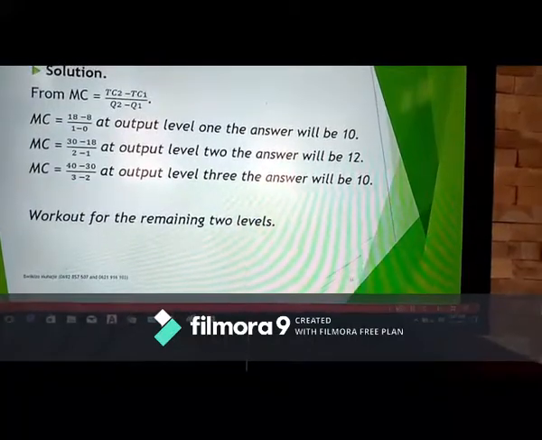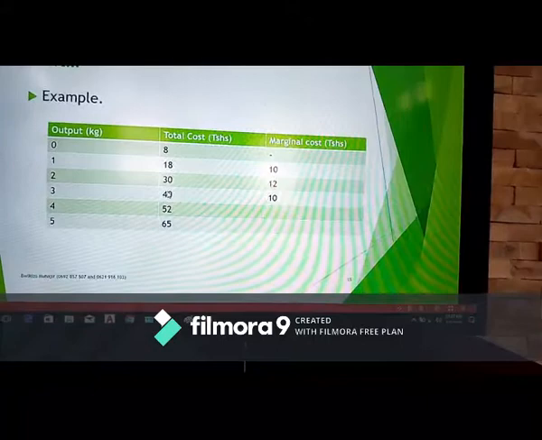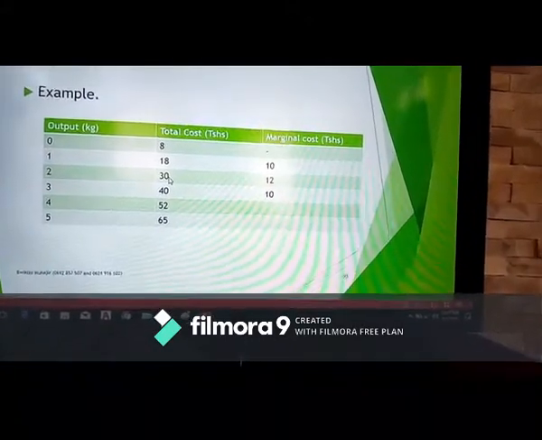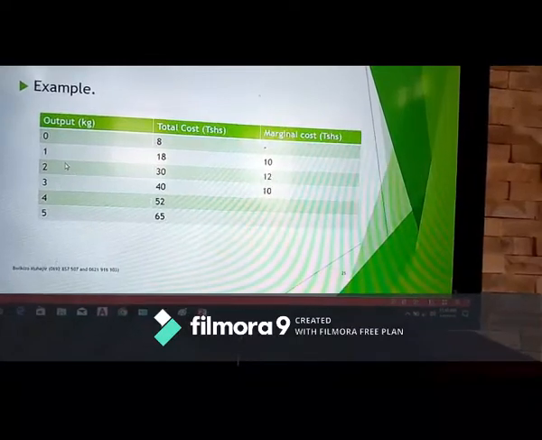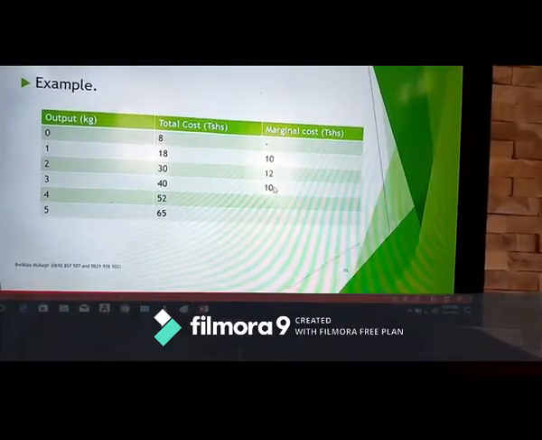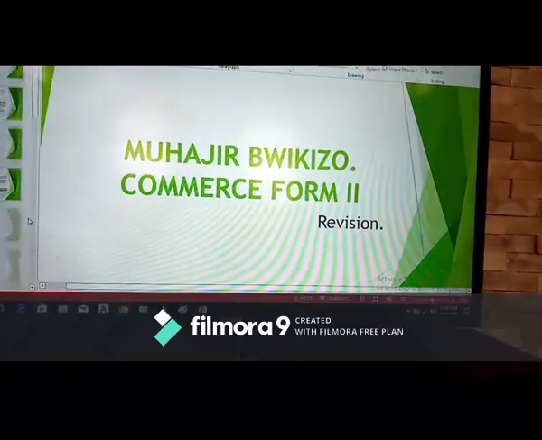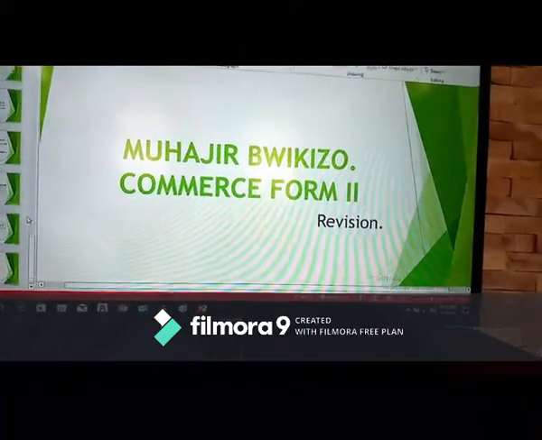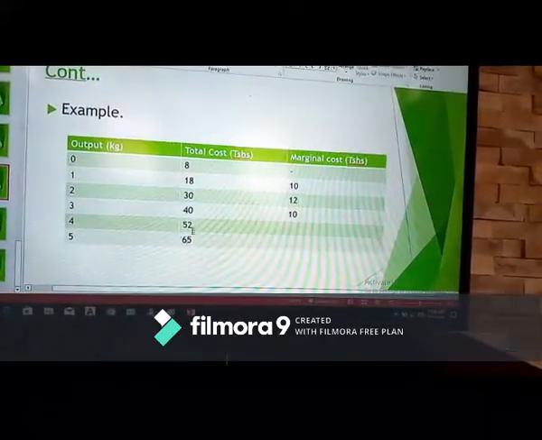Now, under this level here, you take 40 minus 30 over 3 minus 2. You will get 10. You can work out the remaining 2 parts, which are level 3 and level 4.